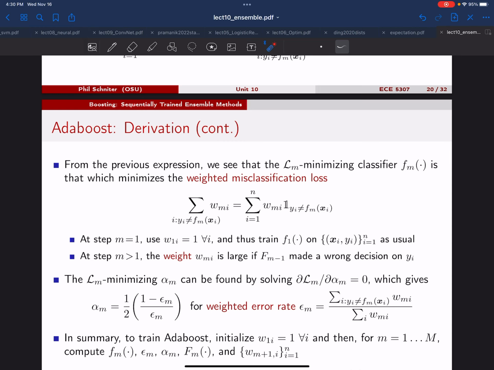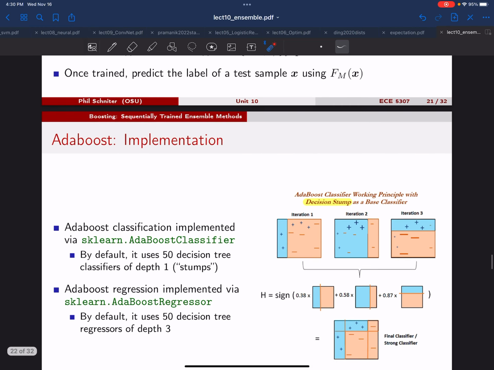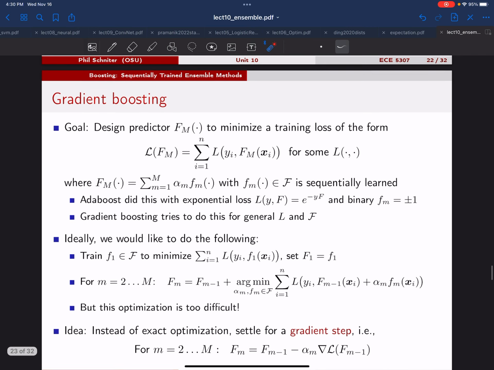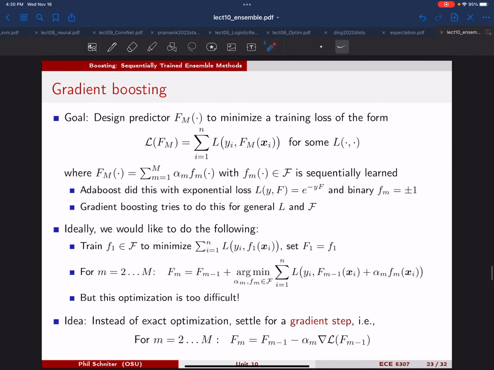Okay, so this is our building block. This is the simplest case. So now we want to try to be a bit more general. And this is where we get something called gradient boosting. So now our goal is going to be to design this boosted predictor, again, using the same notation, capital FM. M is the number of stages.